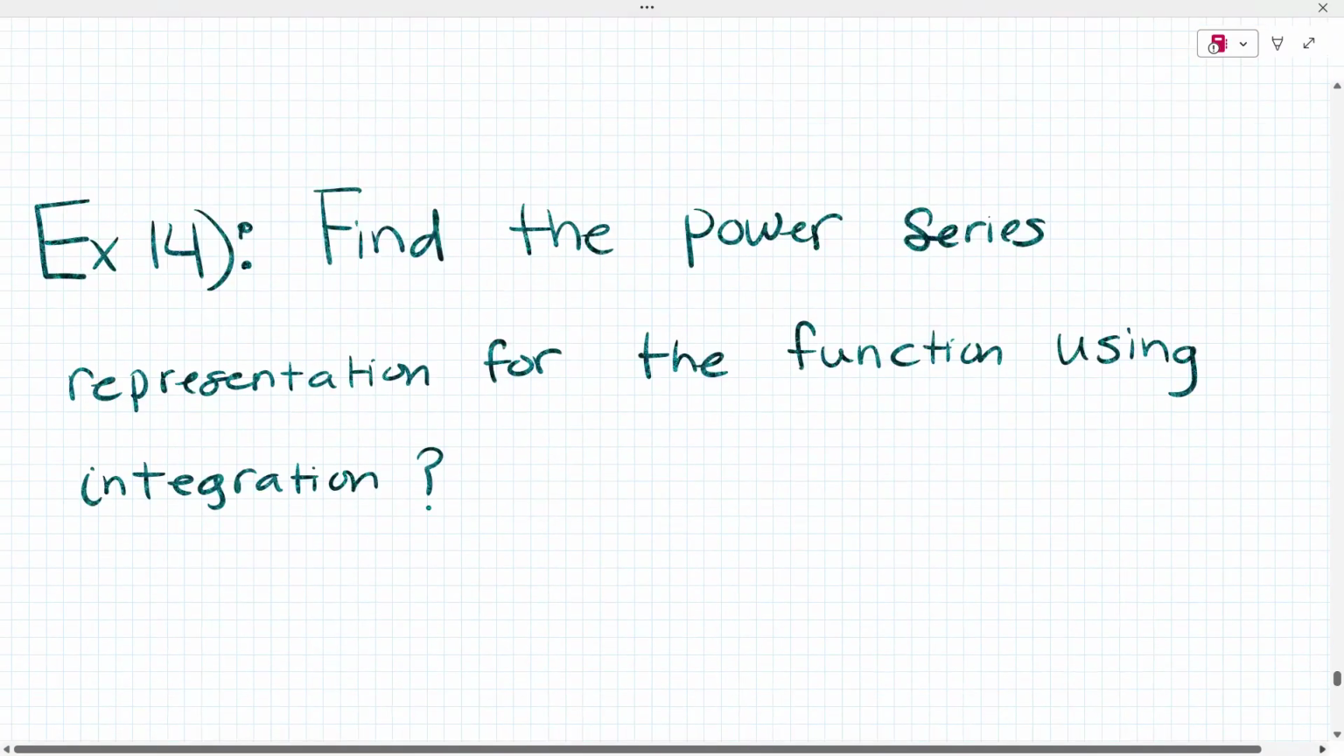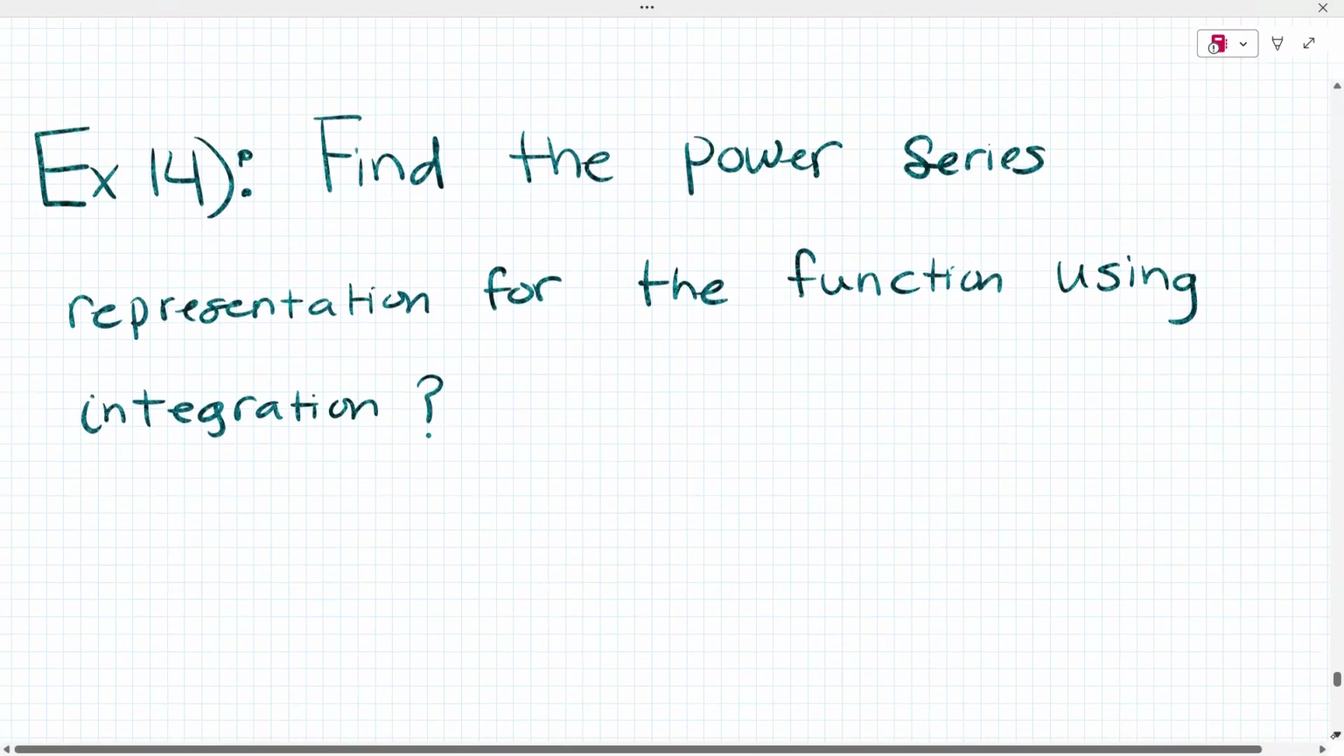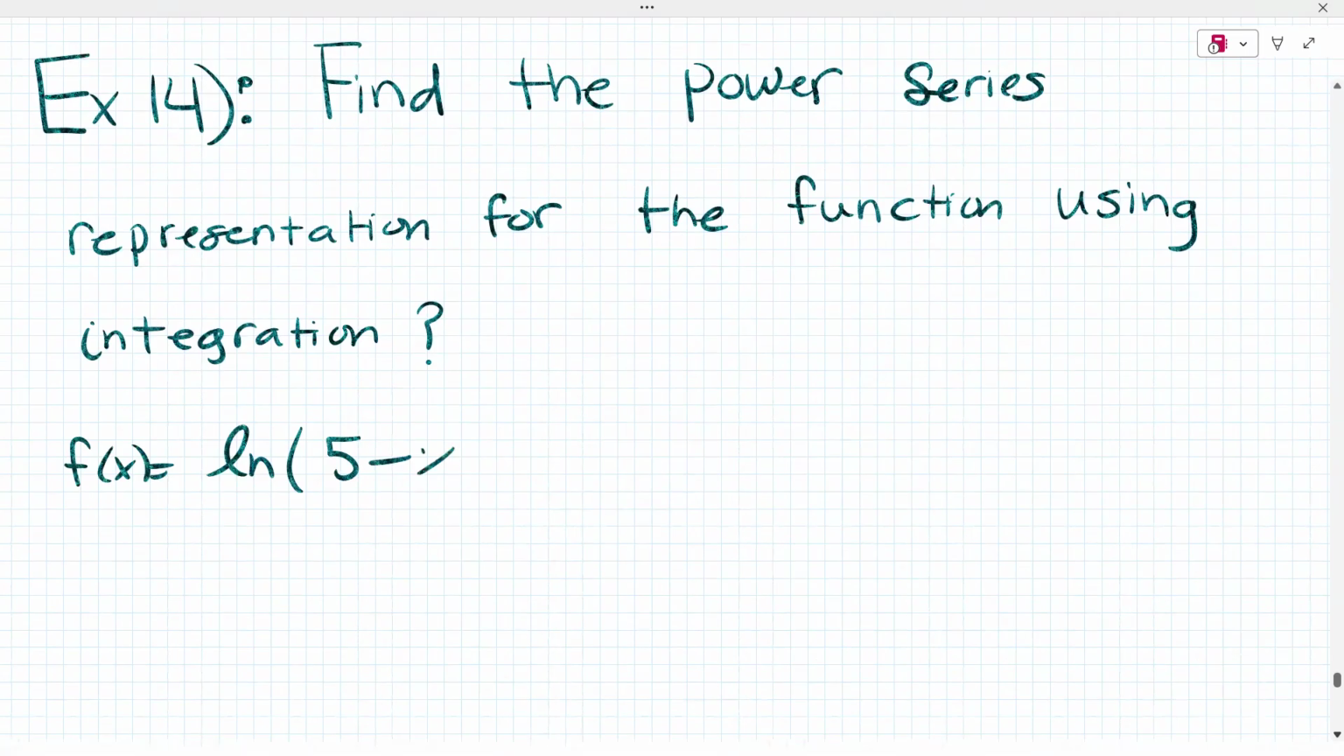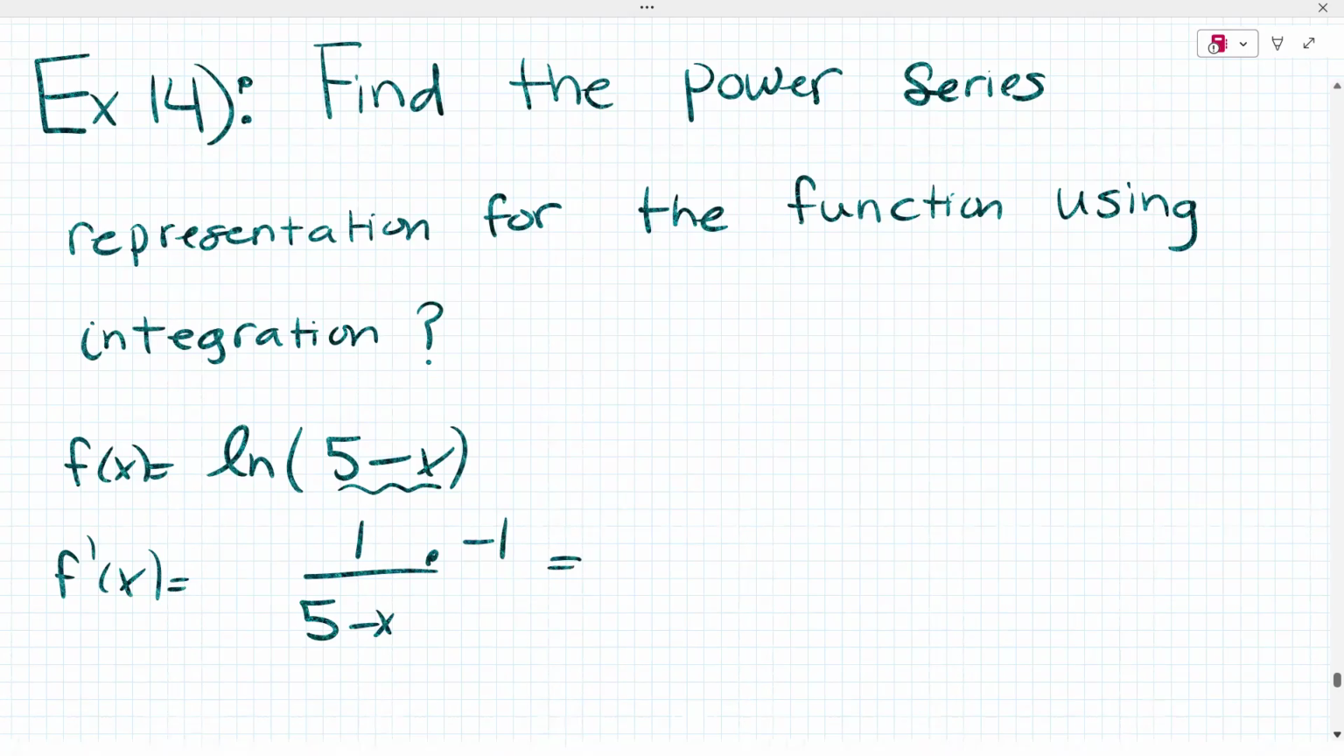Okay. So example 14 says find the power series representation for the function using integration. From f of x, I didn't write this, but f of x is equal to ln of 5 minus x. So f prime of x is, what's the derivative of ln of 5 minus x? Easy. It's 1 over 5 minus x times the derivative of the inner parentheses. The derivative of 5 is 0. The derivative of negative x is negative 1. So that is just negative 1 over 5 minus x.